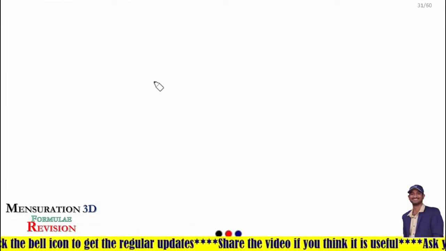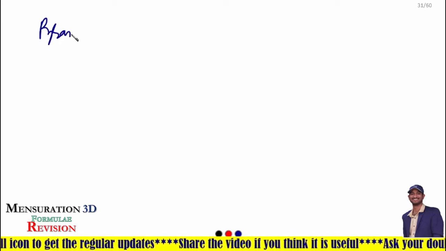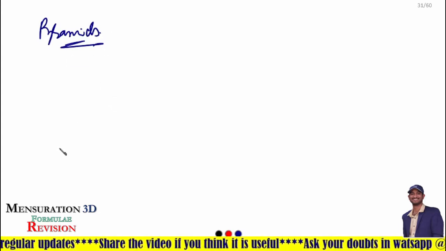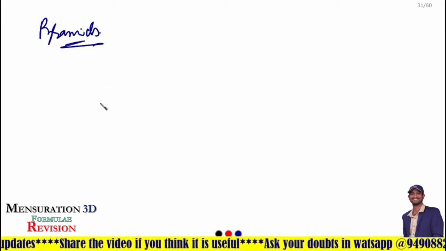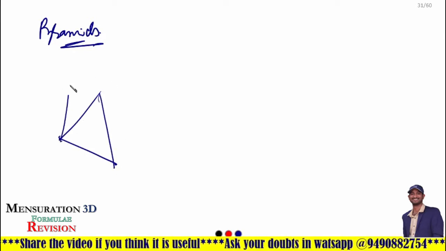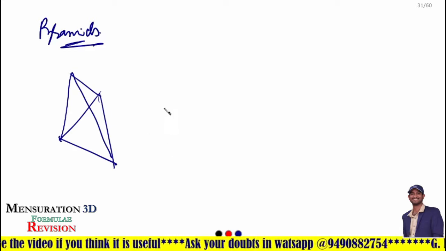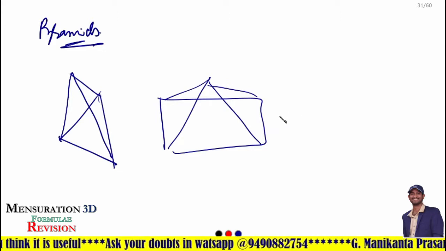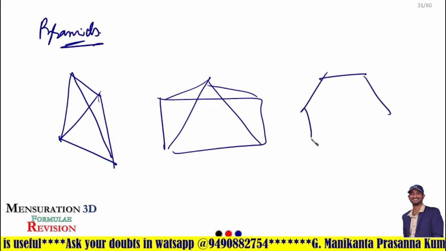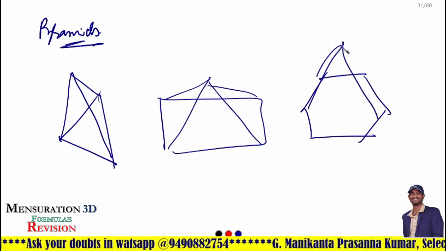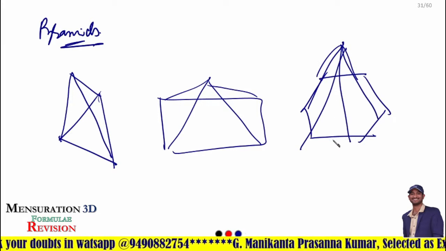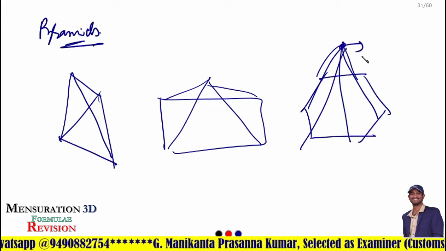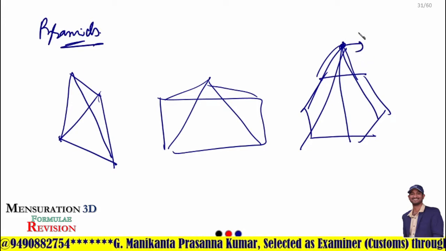Next is pyramids. So pyramids are also of different types based on the base polygon. If the base is a triangle, then we call the pyramid a triangular pyramid. If the base is a rectangle, the pyramid is called a rectangular pyramid. And if the base is a hexagon, then it is called a hexagonal pyramid. From each side of the base we have to draw triangles, and all the triangles intersect at some point. That point is called the apex point.